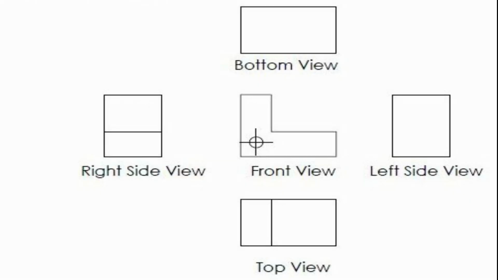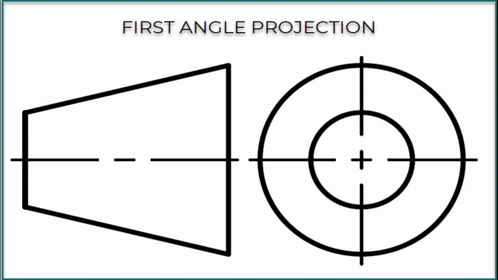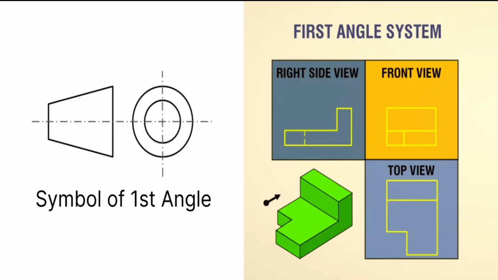For example, when you're doing an orthographic projection, the right view will appear on the left hand side. The left hand view will appear on the right hand side. Top view will be below and front view will be above. You'll often see a small symbol indicating the projection type. This will come in the form of a truncated cone viewed from the side. For first angle projection, the cone's smaller end faces the left, as you can see.